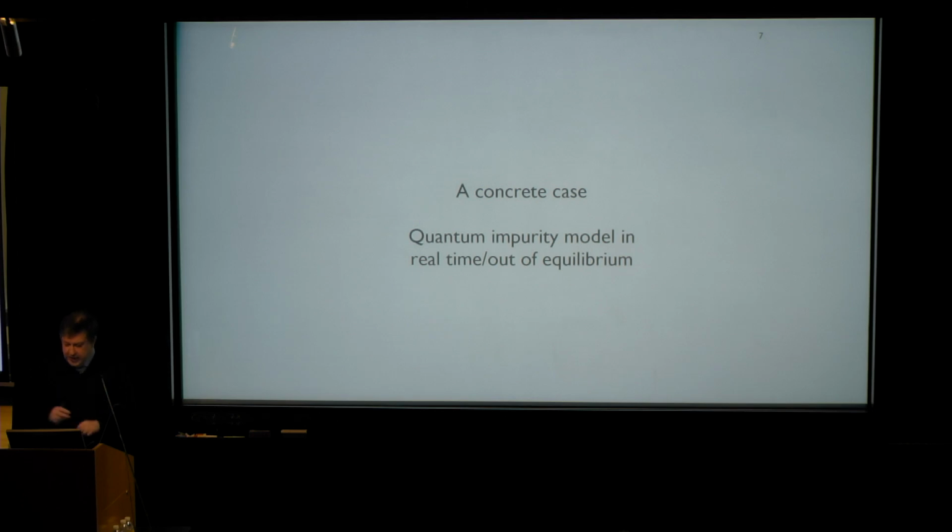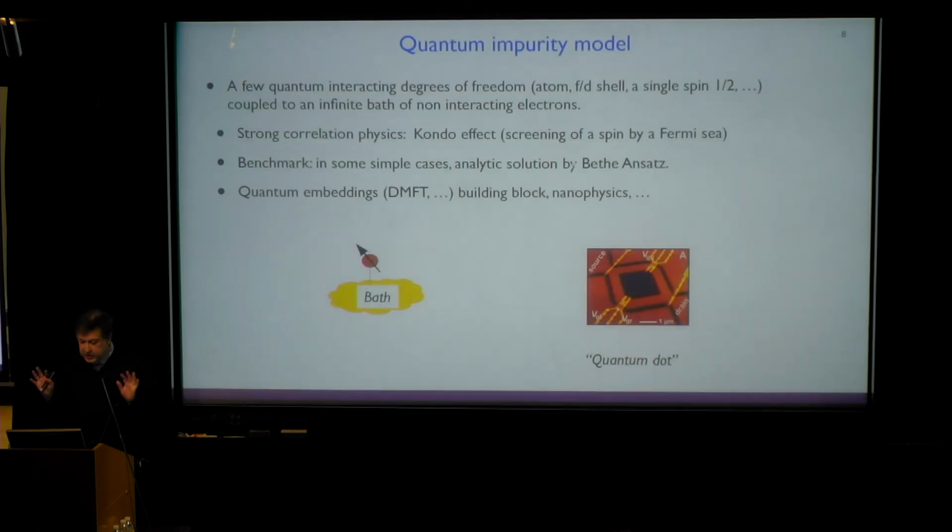Now let's go to a real concrete case. I want to consider a quantum impurity model in real time out of equilibrium. So, just to fix my notations, what I mean by a quantum impurity model is a few quantum interacting degrees of freedom, a couple of shells in an atom, or even a single spin 1/2, which is coupled, like in this little picture, to a bath of non-interacting electrons.